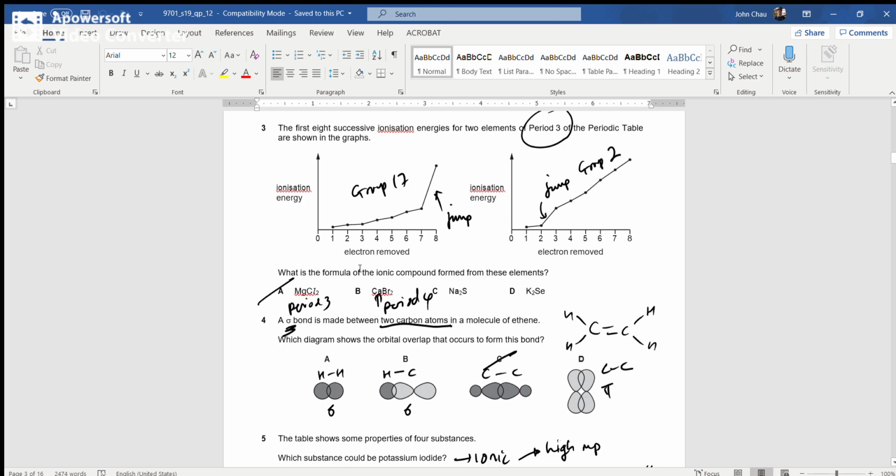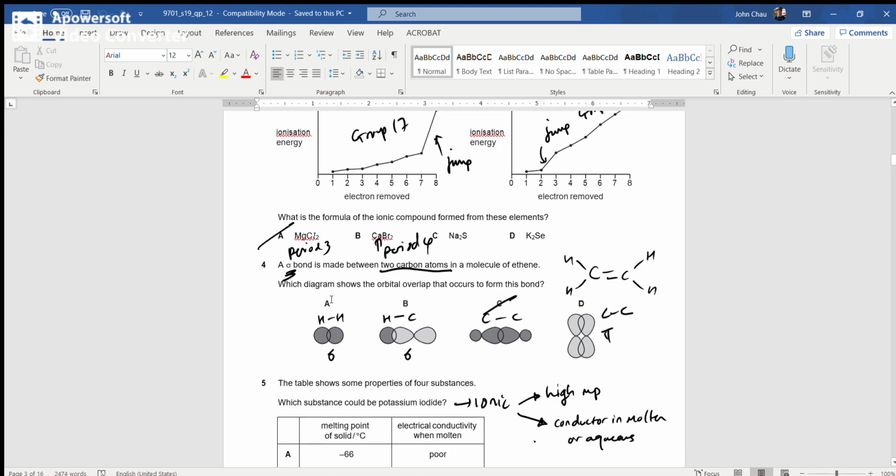Now, which is the formula of the ionic compound formed from these elements? This one will form the 2+ ion, which means most probably in period 3 that will be magnesium. And this is group 17, so in period 3 most probably it will be chlorine. So that's why the answer is magnesium chloride.